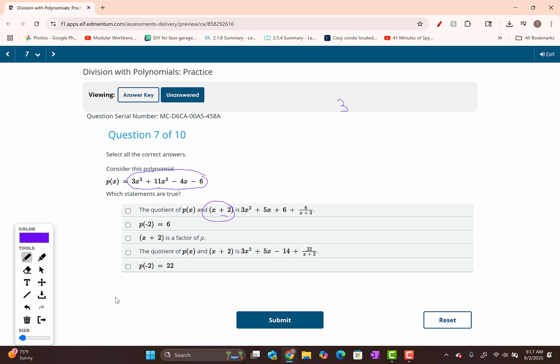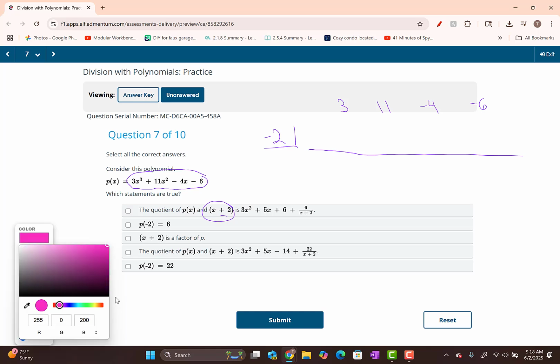So that's 3, 11, negative 4, negative 6. We're dividing by x plus 2. So that means negative 2 goes off in the box here. And then we're going to add and multiply.